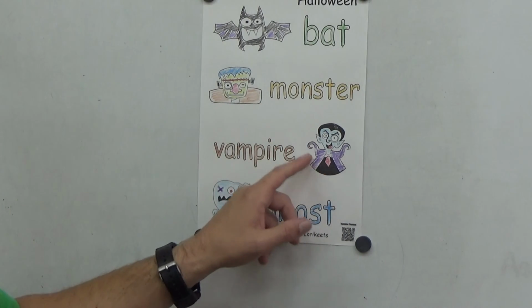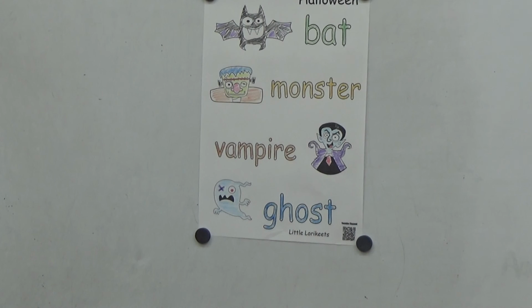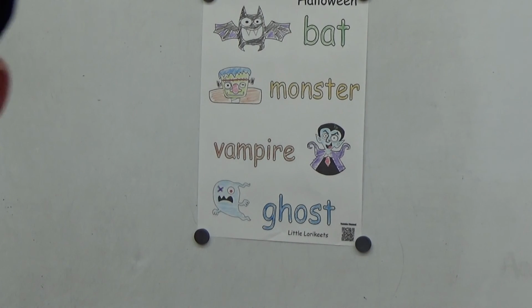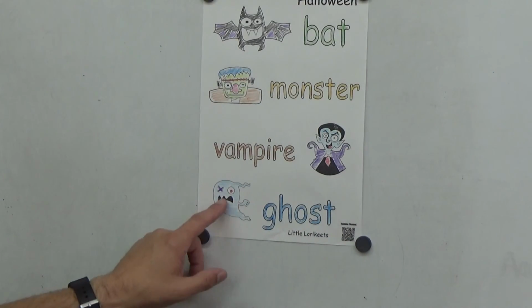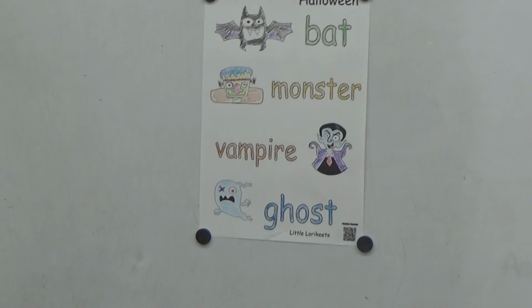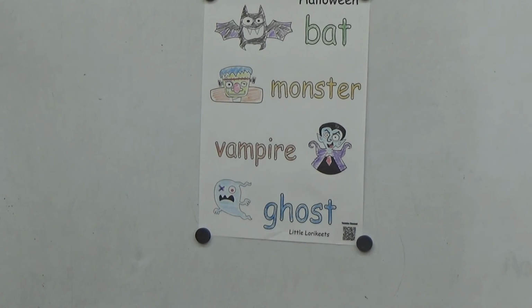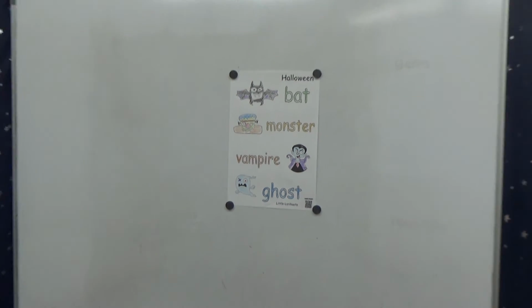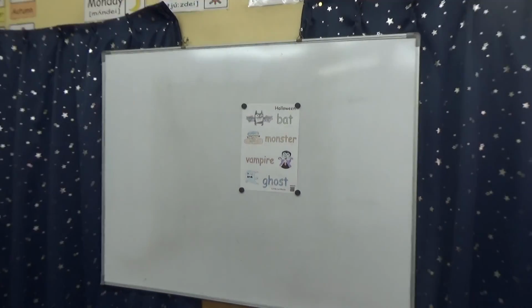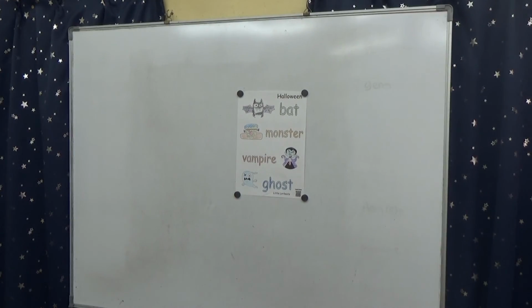And what about vampire? How do you say vampire in French? Vampire. Well, it sounds similar, doesn't it? All right, and what about ghost? How do you say ghost in French? Fantôme. Oh, fantôme. Like The Phantom of the Opera. Fantôme de l'opéra. Oh, he wasn't a ghost though, was he?